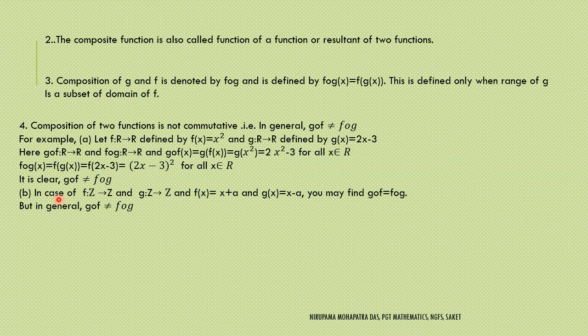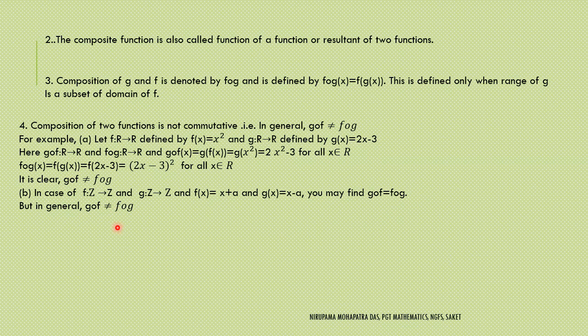So let me take another example. F and G are functions from the set of integers to the set of integers. If I take f(x) equal to x plus a, g(x) equal to x minus a, where a is any constant, you may find, whenever you take F of G and G of F, you can try this, you will get F of G(x) equal to x, and G of F(x) is also equal to x. It means in this case G of F equals F of G.